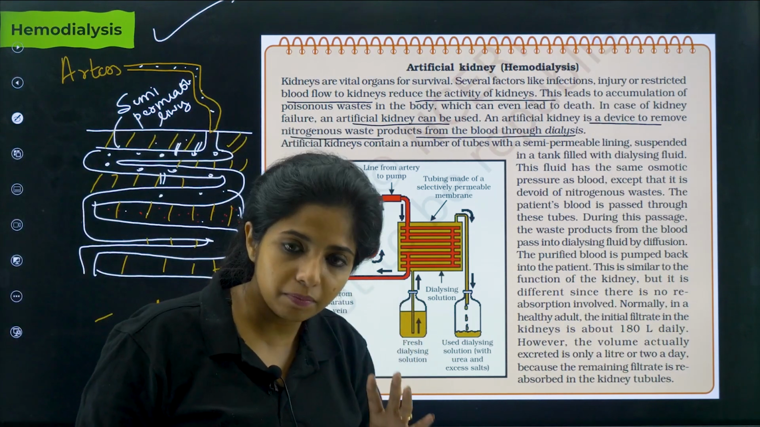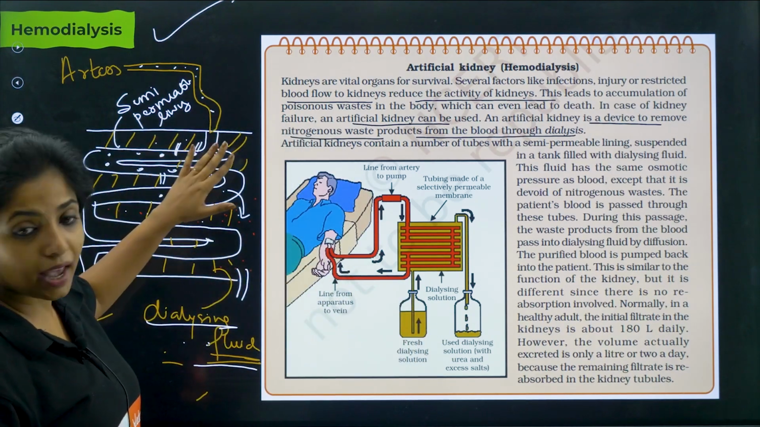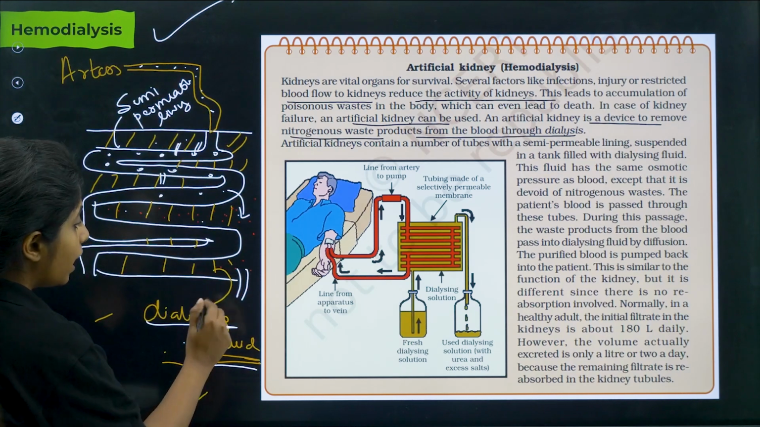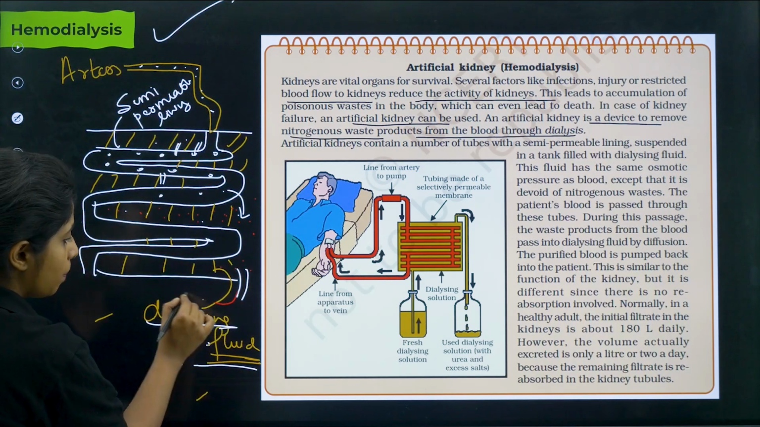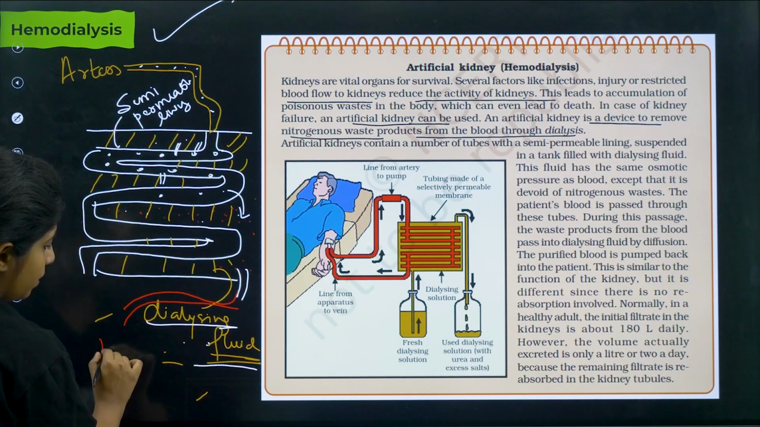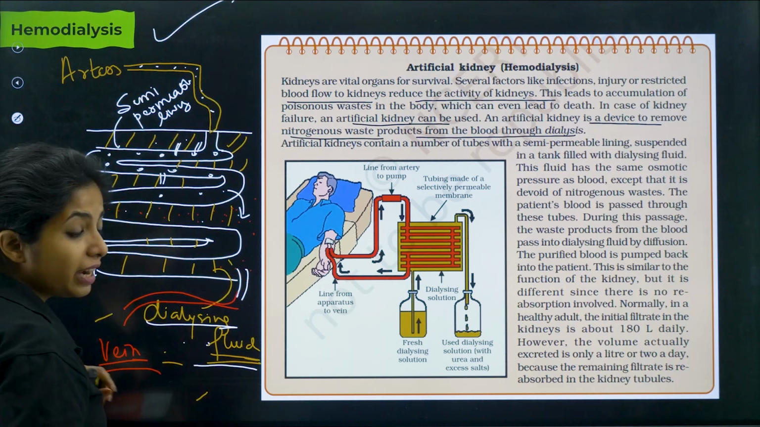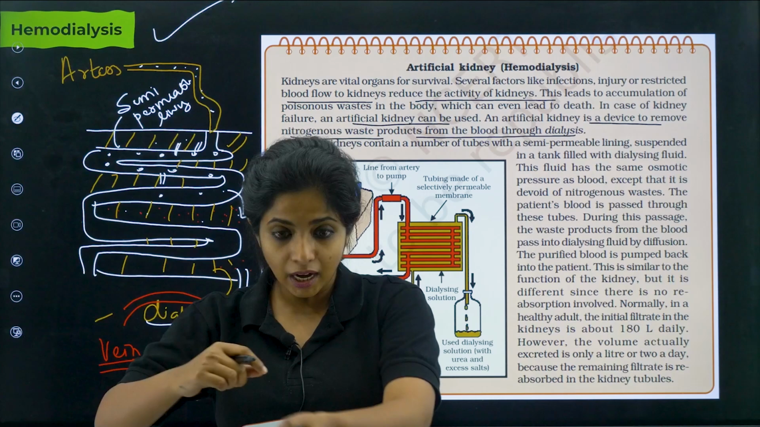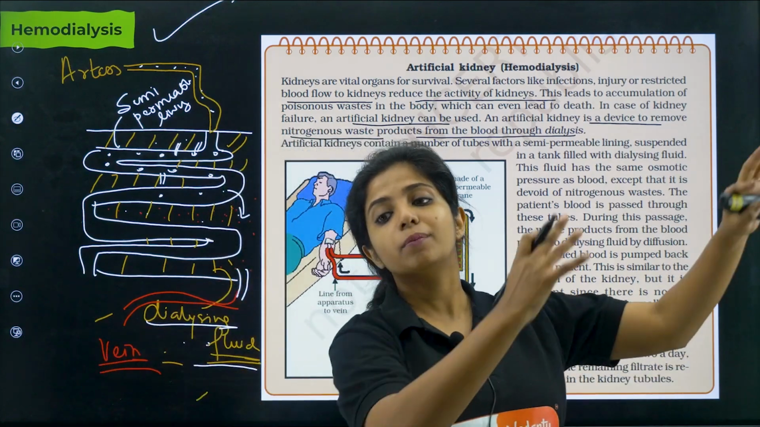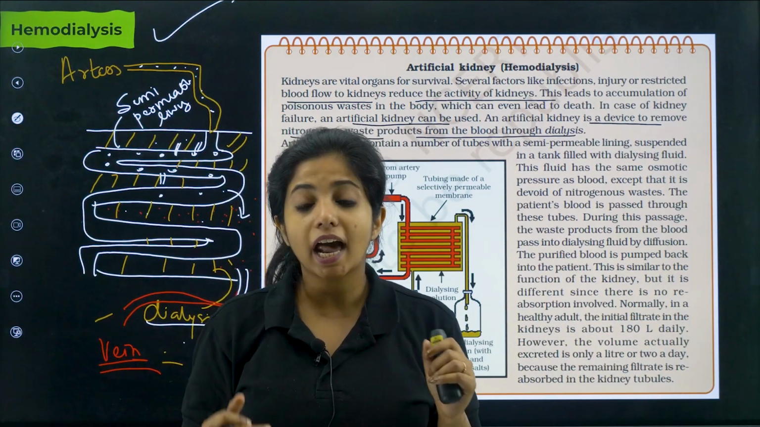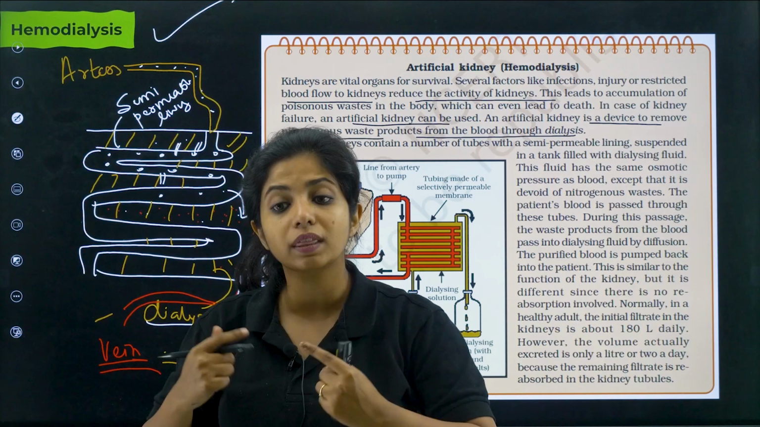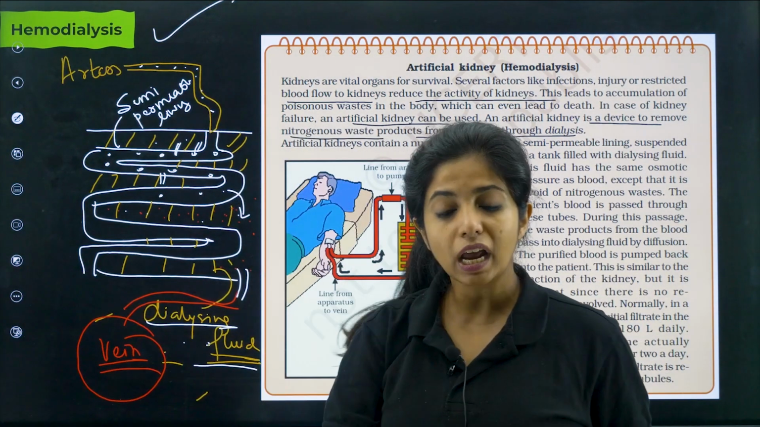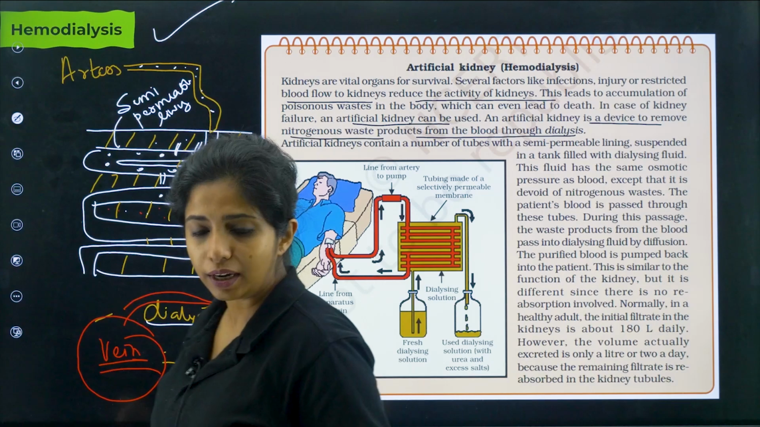So it's a semi-permeable membrane that is being used, and these tubes are connected to the artery. Now the blood which is filtered is sent back, and this time it is attached to a vein. Why is it attached to a vein? Because the artery carries the blood away from the heart, so it is not possible to take the blood back towards the heart through it. So who takes the blood back to the body? It is basically the vein. So I'll be transporting it with the help of a vein.